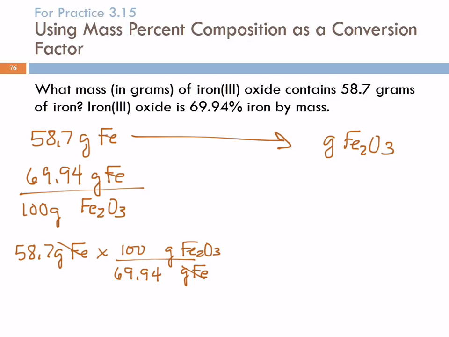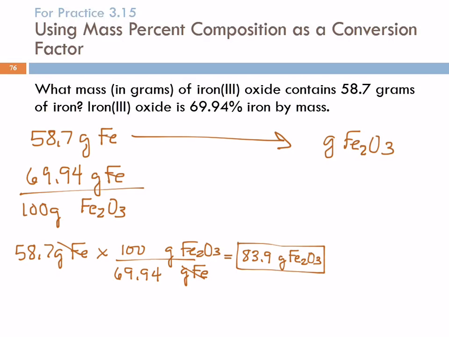So 58.7 times 100 divided by 69.94. How many significant figures would this answer have? 3. So 83.9 grams of Fe2O3. Questions?